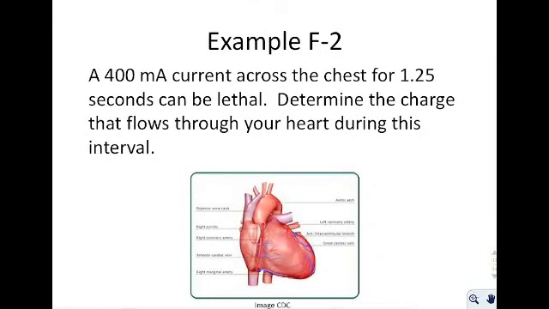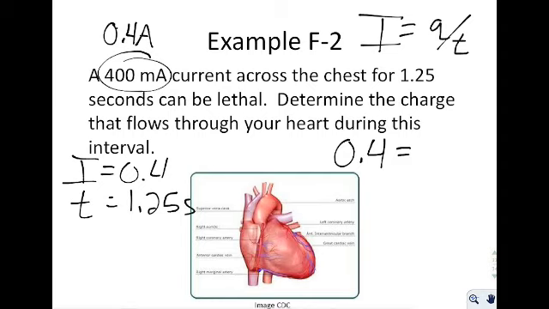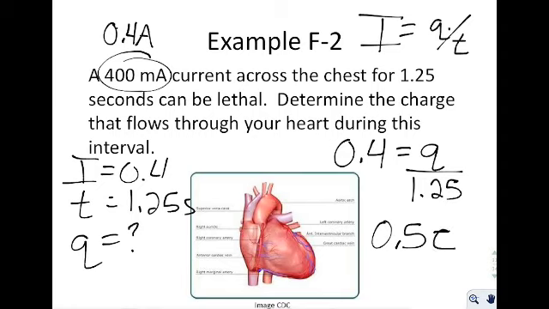In this one, it says a 400 milliamp current across the chest for 1.25 seconds can be lethal. Determine the charge that flows through your heart during this interval. So we're trying to use the idea of I equals Q over T. In this case, you have 400 milliamps, which is 0.4 amps. You should be able to convert from milli to anything at this point. So now we plug in: I have 0.4 amps, which is my I. I have my time, which is 1.25, and I'm trying to solve for the Q value. I've got my formula. I plug it in. I get 0.4 equals Q divided by 1.25. Multiply both sides, and when you do that, you get 0.5 coulombs, which is a capital C, equals the charge.